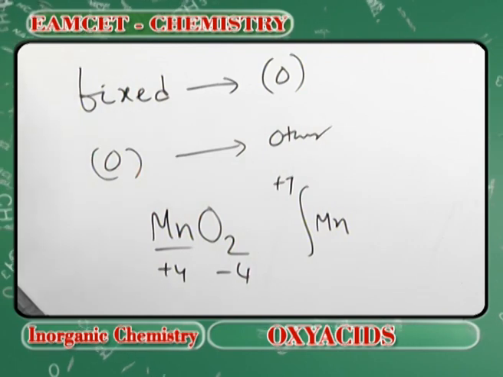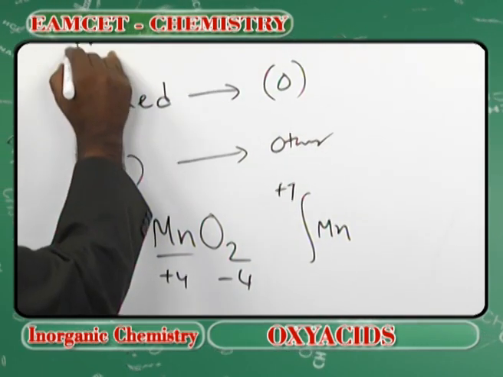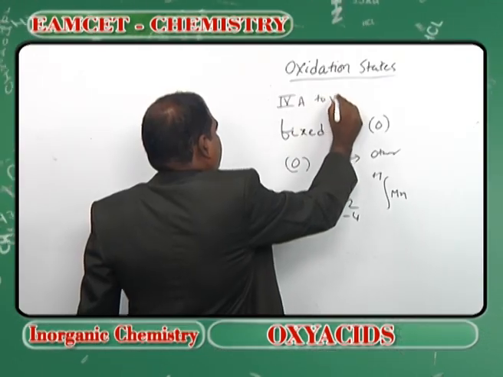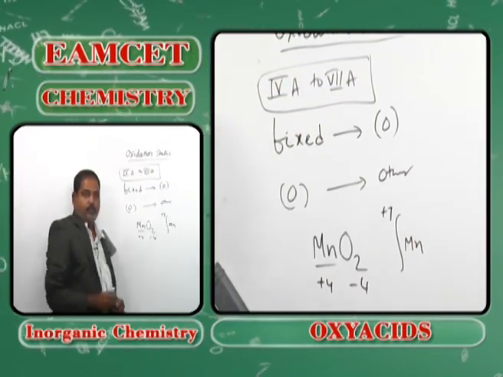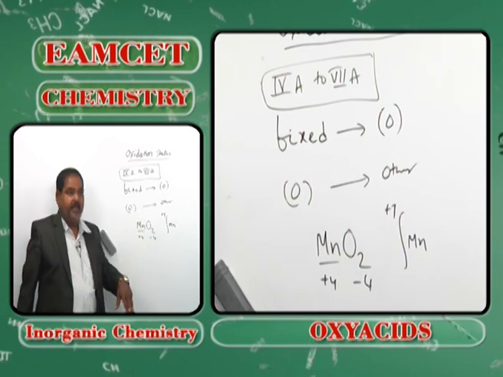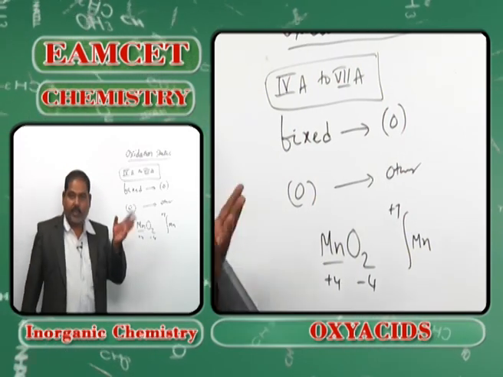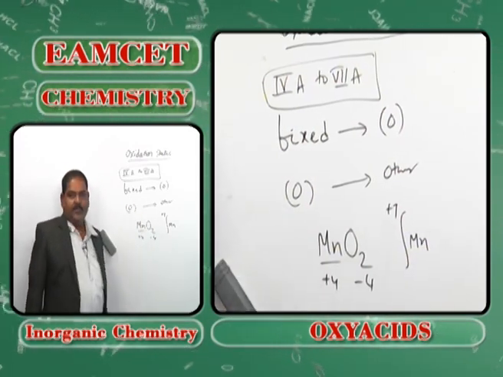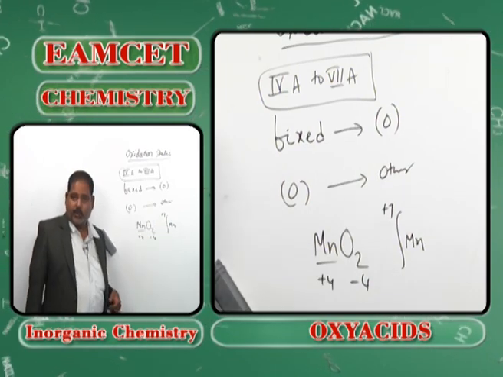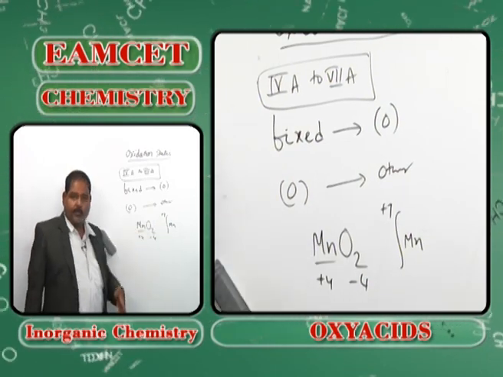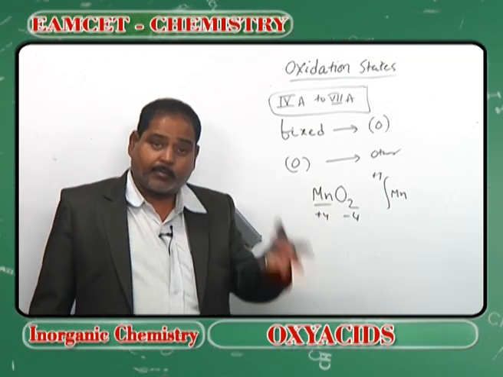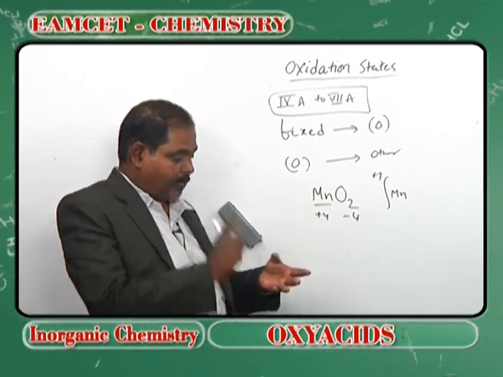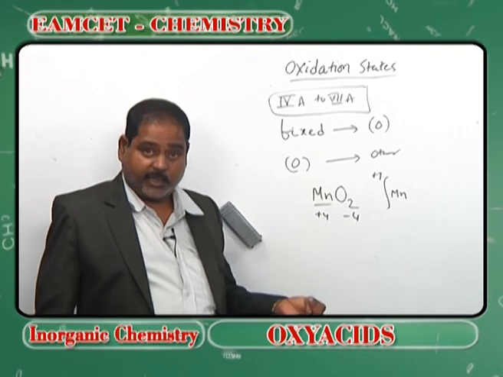I forgot to tell you, from 4A to 7A I said a rule for minimum oxidation state. Do you remember? What is the rule for 4A to 7A? Group number minus 8. What about others? Starting 3rd group, 2nd group, D block. What is the minimum for manganese? What is the minimum for aluminium? What is the minimum for magnesium? What is the minimum for so many transition elements, F block metals? Transition D block metals, F block metals, S block metals.